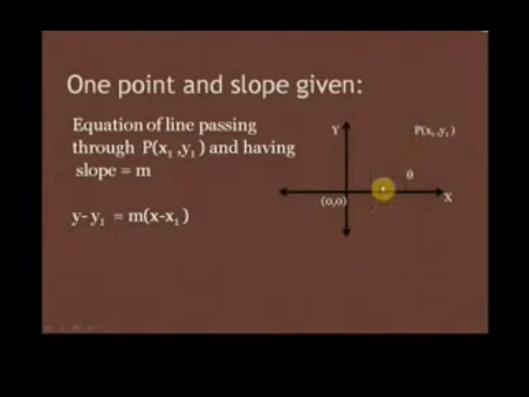Once again, if we have been given one point x1, y1 through which the line passes and it is given that it makes an angle of theta, or the slope of this line has been given, then we can write the equation as y minus y1 equal to m times x minus x1.